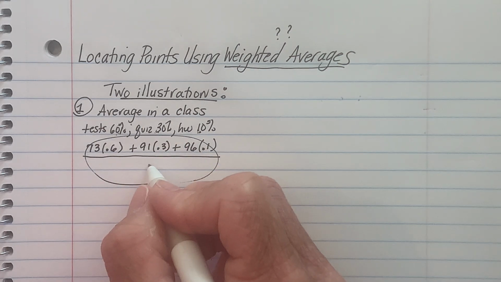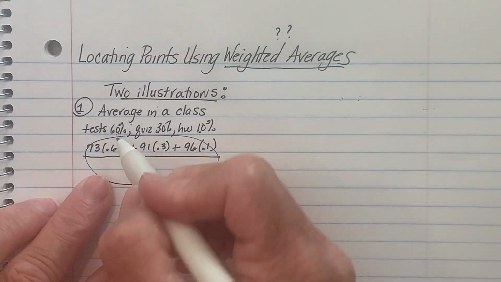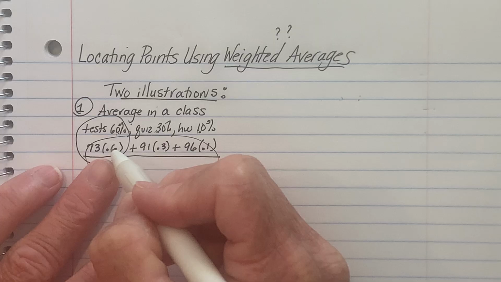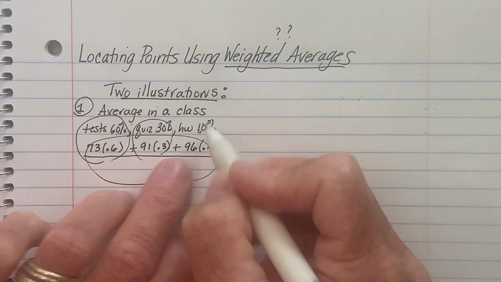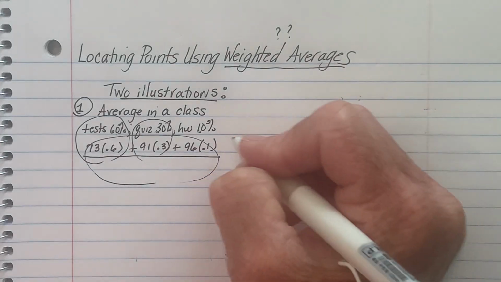Technically, we wouldn't divide in this case, but I could set this up so that we would divide to find it. But my point is that the tests have a heavier value than the quizzes and the homework. So there's a weighting to the sum of these things.